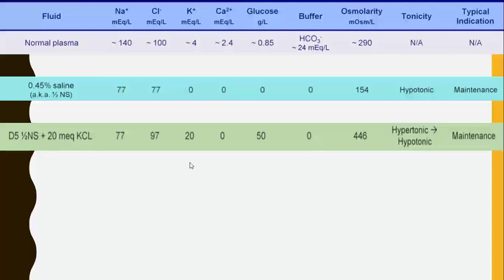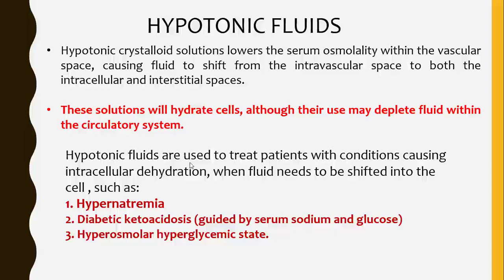In the second part of the treatment of the DKA, when the blood glucose falls below 250, all these are used because they will nourish both the intracellular and the extracellular compartment. We have again some precautions for the hypotonic fluids. Hypotonic crystalloids lower the serum osmolarity within the vascular space, causing fluid to shift from the intravascular space to both the intracellular and interstitial spaces, and these solutions will hydrate cells, although their use may deplete fluid within the circulatory system.